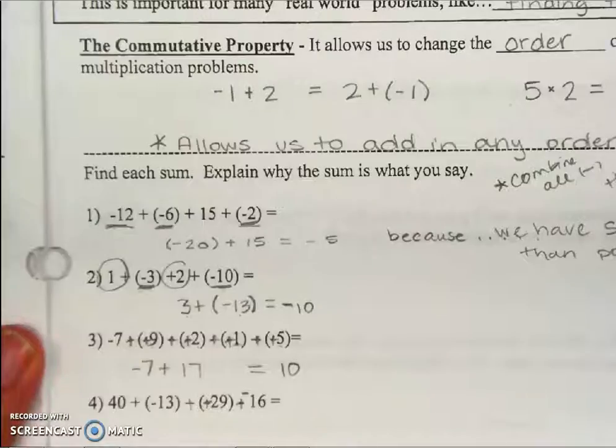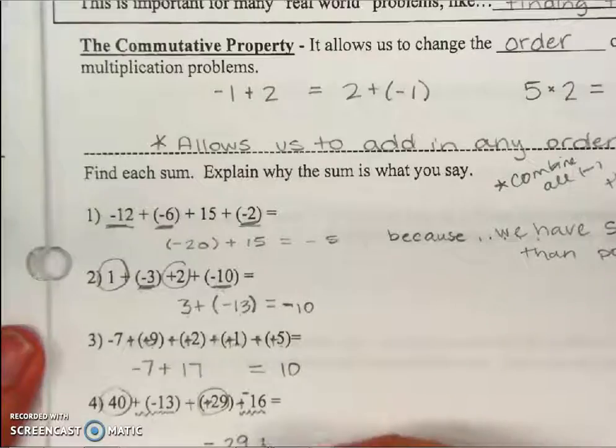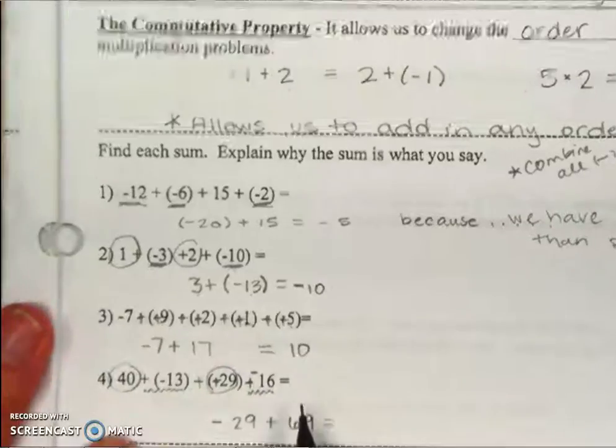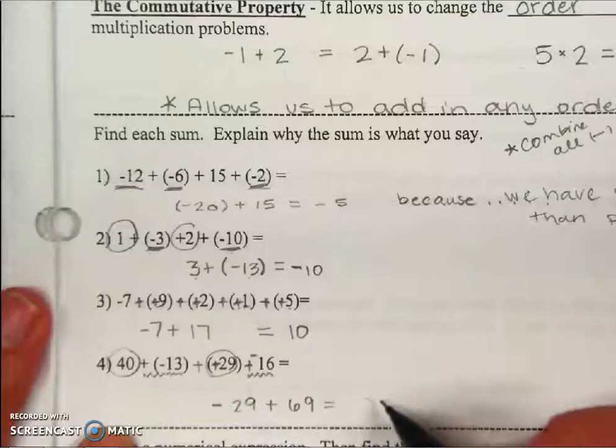Now we combine all of our negatives. So I see right here there's -13, and right here there's -16, and that's all I have for the negatives. So -13 and -16 would be -29. And then our positives, we have +40, and we have +29, and so those together mean I'm adding 69. Now we can look, how many more do I have? Do I have more positives or more negatives? Well, I definitely have more positives. So my answer is going to be positive. And when I take out those 29, I would be left with 40.